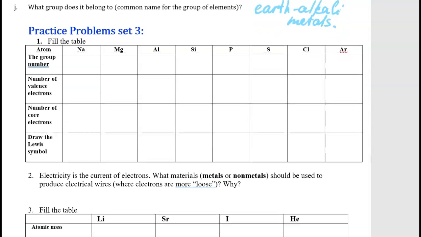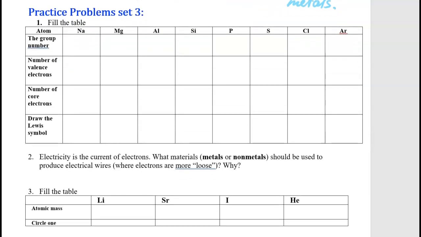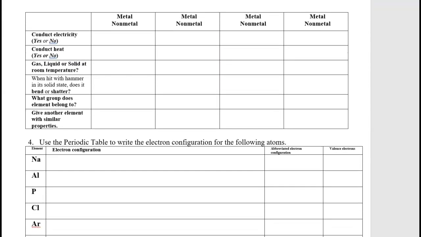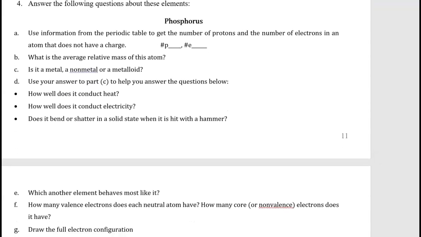Okay, so I think we're done here, and you will need to finish the practice to complete this table, practice problem set 3, by yourself. We went through all the examples, so you will be good to do this.